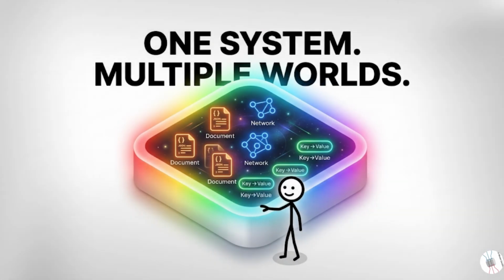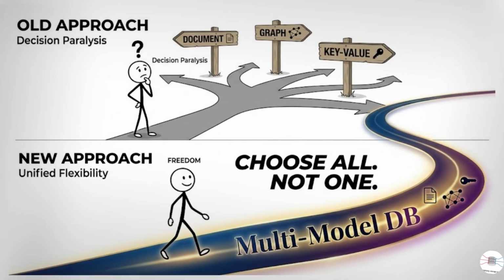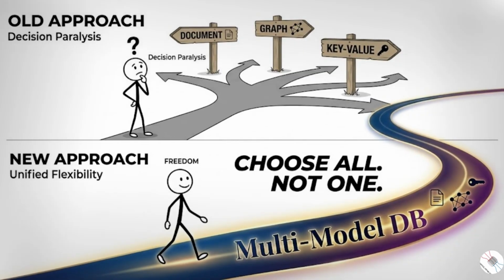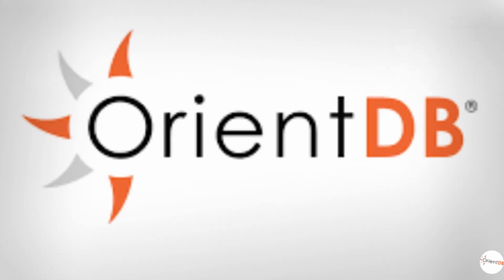Multi-model databases support more than one data model inside a single system. Instead of forcing developers to choose between document, graph, or key-value storage, they provide several approaches under one platform. This reflects a growing trend toward flexibility in modern data architecture.